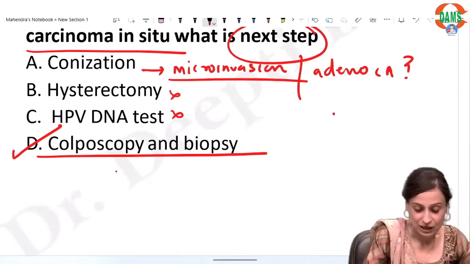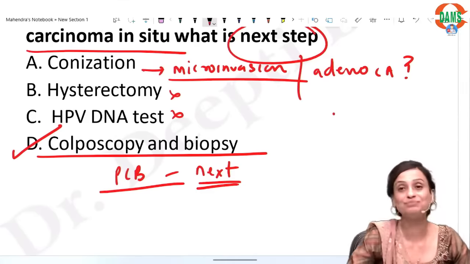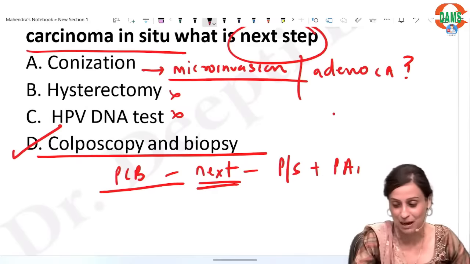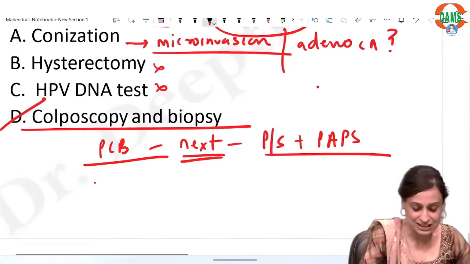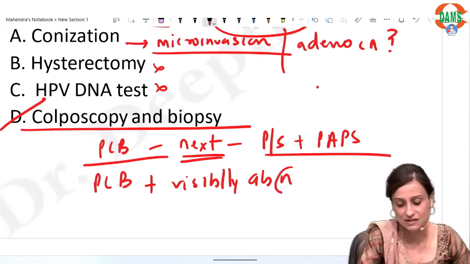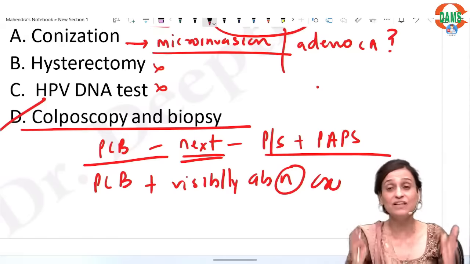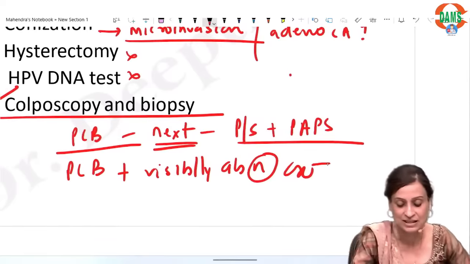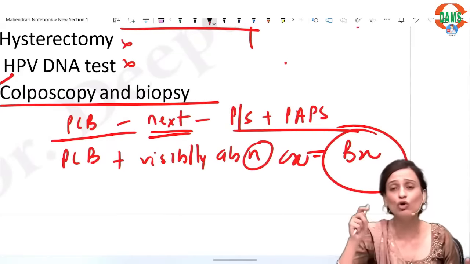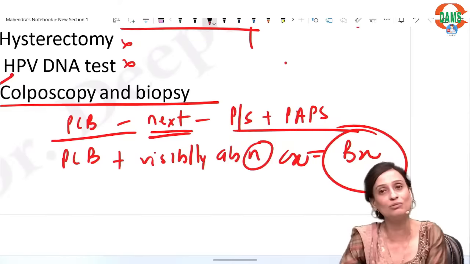Remember, if a patient comes with post-coital bleeding and they ask you, what do you do next? Okay, the answer has to be a per speculum examination and a pap smear. If they say the patient has post-coital bleeding and a visibly abnormal cervix, the abnormality could be anything, thickened cervix, ulcerated cervix. If there is a visibly abnormal cervix, then it has to be a biopsy. It can be a punch biopsy, it can be a 4-quadrant biopsy, but it has to be a biopsy if it is visibly abnormal. Theek hai?